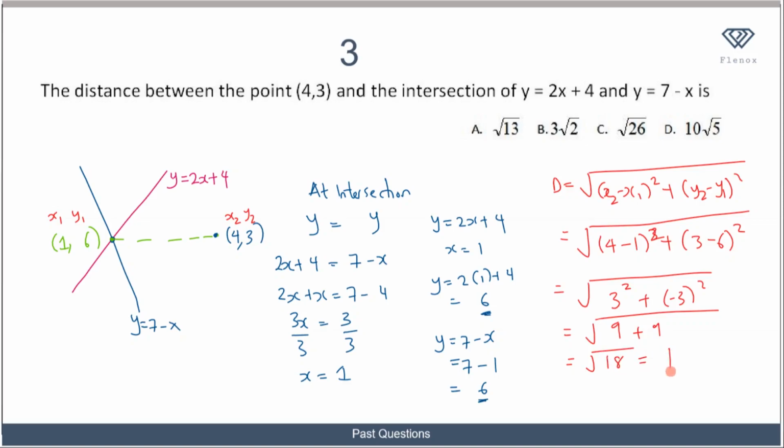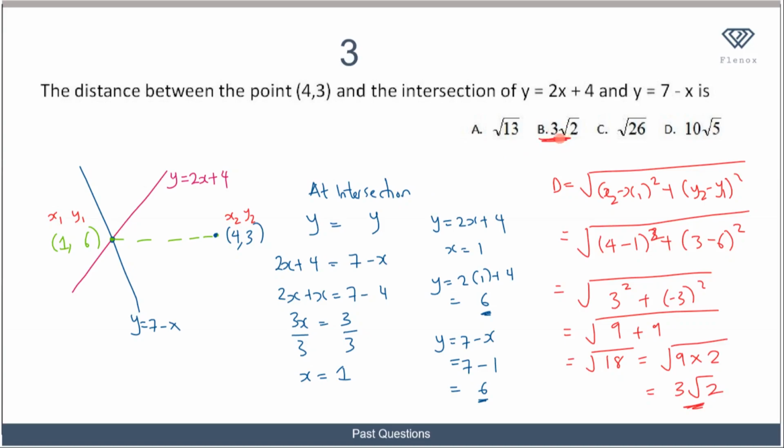Square root of 18 I can write as the square root of 9 times 2. I know that the square root of 9 is 3. So this is equal to what? 3 root 2. So the distance between the intersection of this line and point 4, 3 is 3 root 2, which makes B the correct option.